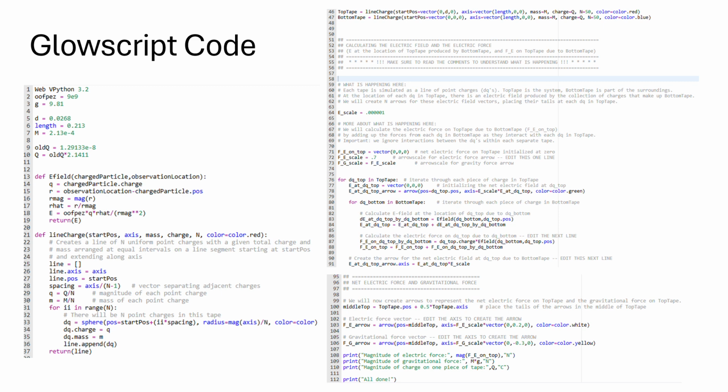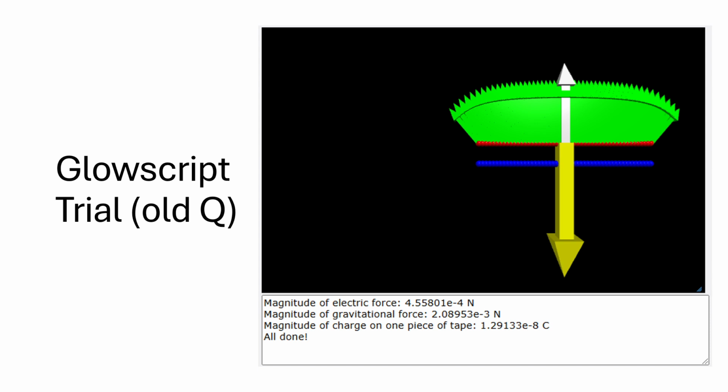Here's my GlowScript code. On the left, we can see how the electric field and the line of charge are created, and on the right, we can see how all the arrows are created for the electric field, the electric force, and the gravitational force. For my first model through GlowScript, I used my old charge from Lab 1, and we can see that the white arrow is much smaller than the yellow arrow. The white arrow represents the electric force, while the yellow arrow represents the gravitational force. In our experiment, this is not possible.